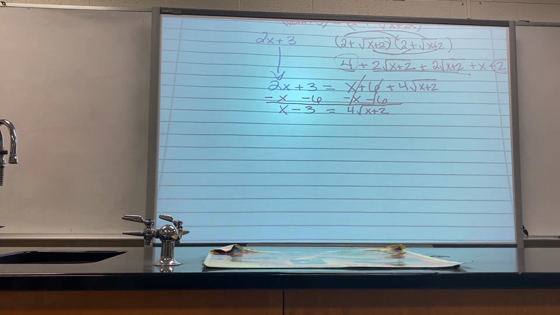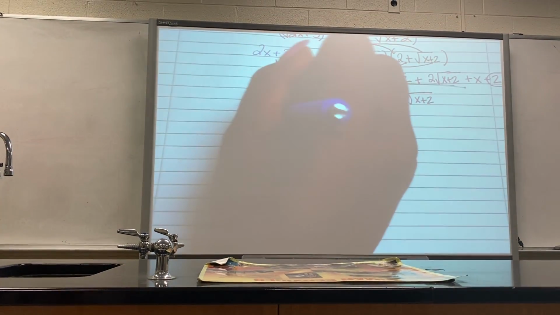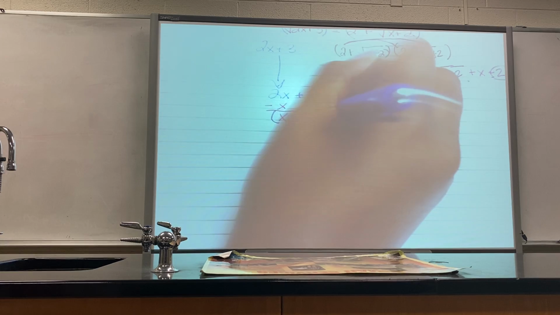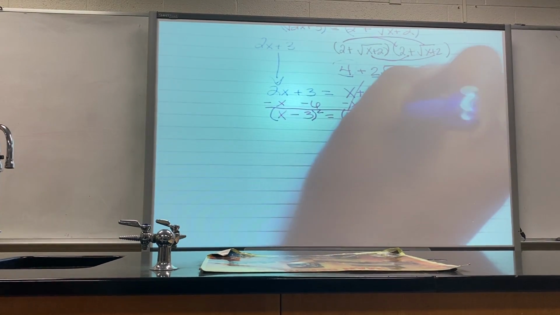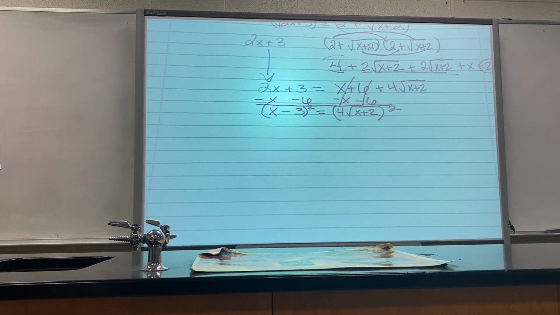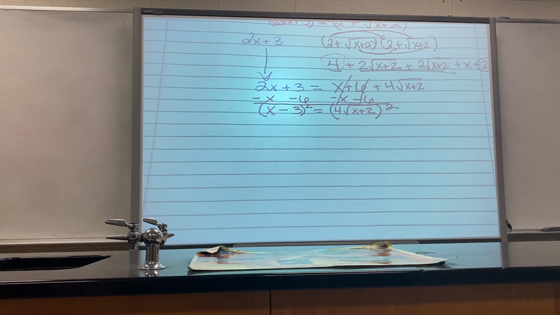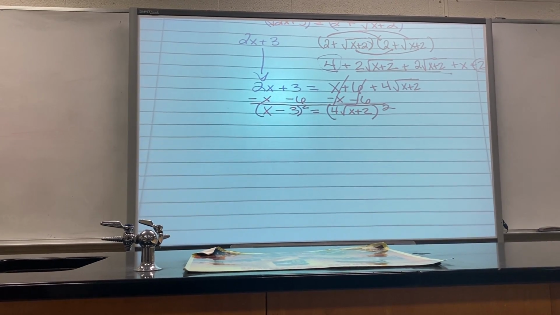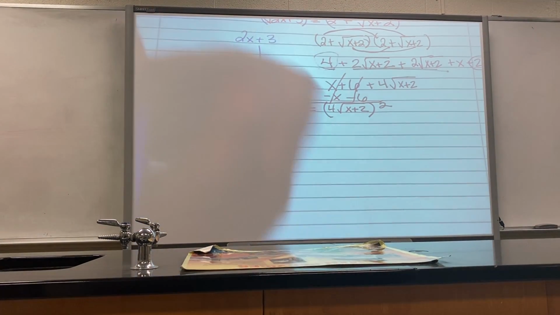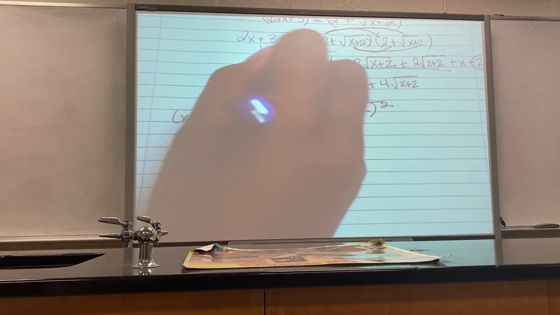So now, to get rid of the radical, I gotta square both sides. So I'm gonna take this x minus 3, square that. Take this 4 times the root of x plus 2, square that. So this becomes x minus 3 times x minus 3.